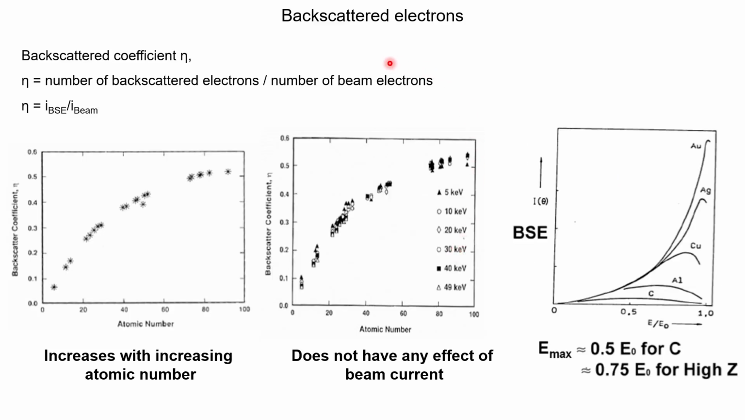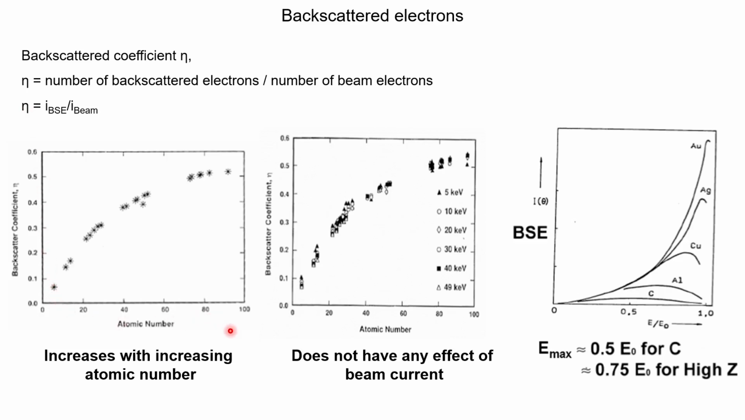These backscattered electrons have a coefficient known as the backscattered coefficient, which is given by this eta, which is given as the number of backscattered electrons divided by the number of beam electrons. And the number of electrons will be related to the current. So eta, that is the backscattered coefficient, will be given as I_BSE, that is the current of backscattered electrons, divided by the current of the beam.